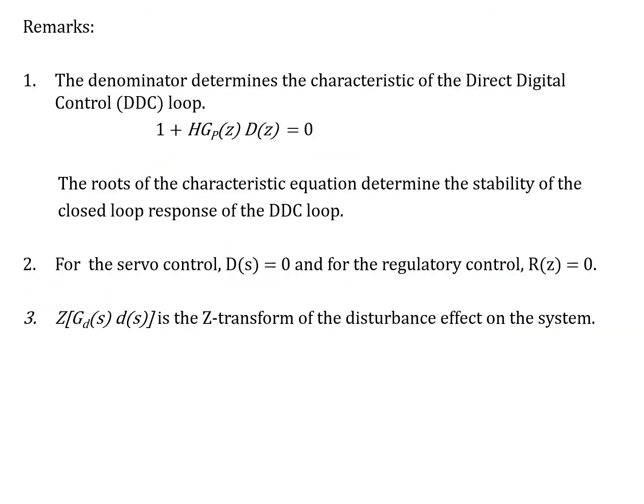As you can see, the denominator determines the characteristic of the direct digital control loop, as before, and the roots usually determine the stability of the closed loop response of the DDC loop. That depends on the controller D(z) and the hold element. As in a continuous system, this Z{G_D D(s)} we leave as the Z transformation of the disturbance. We don't take it out because D(s) is not discretized.